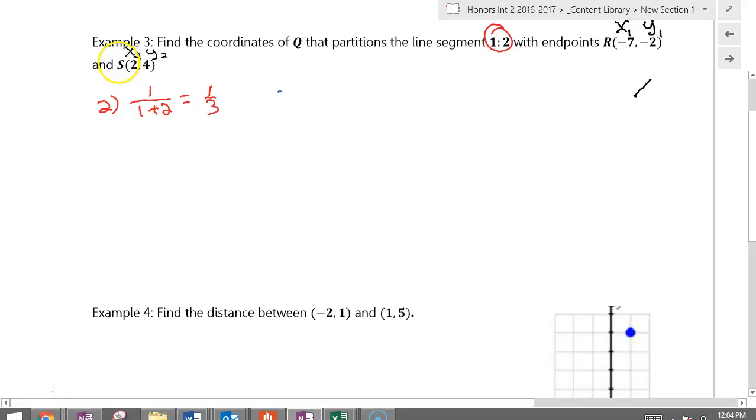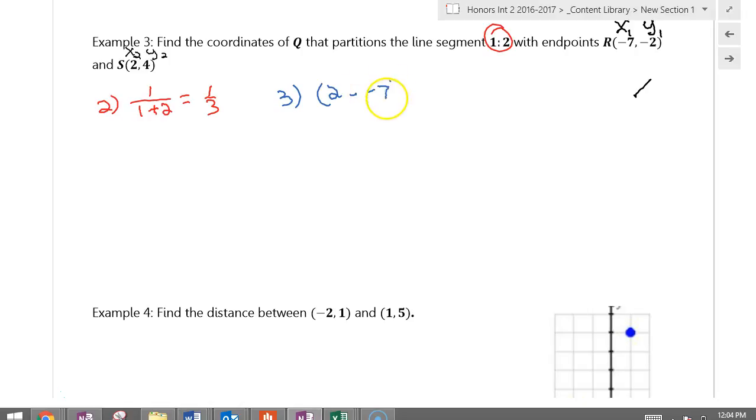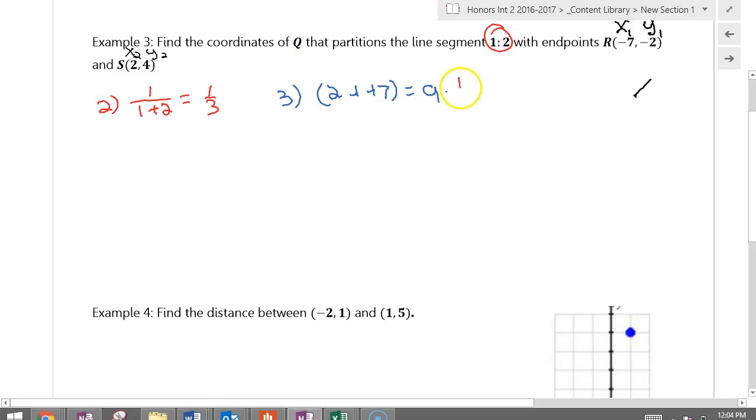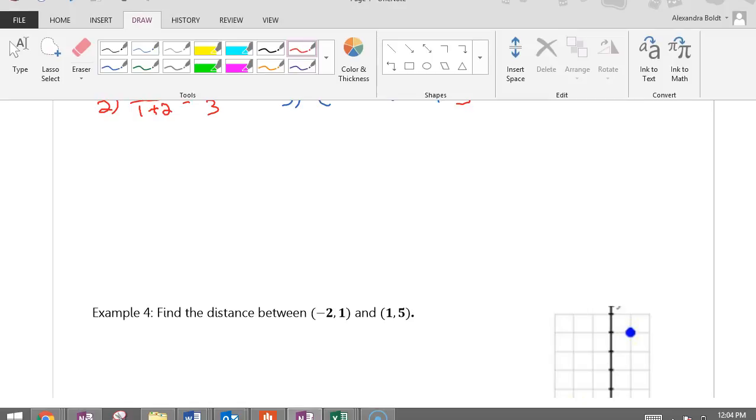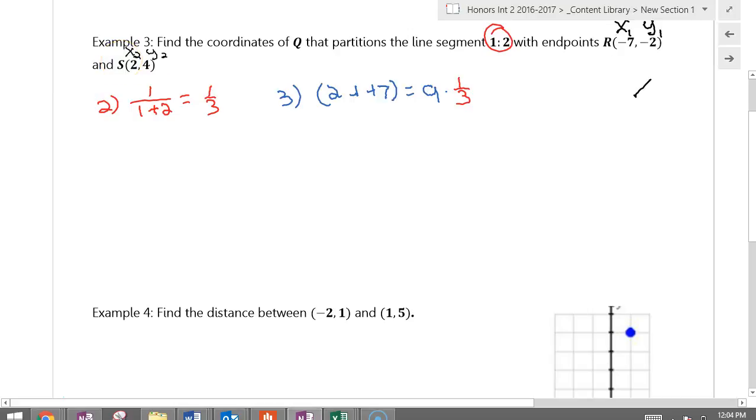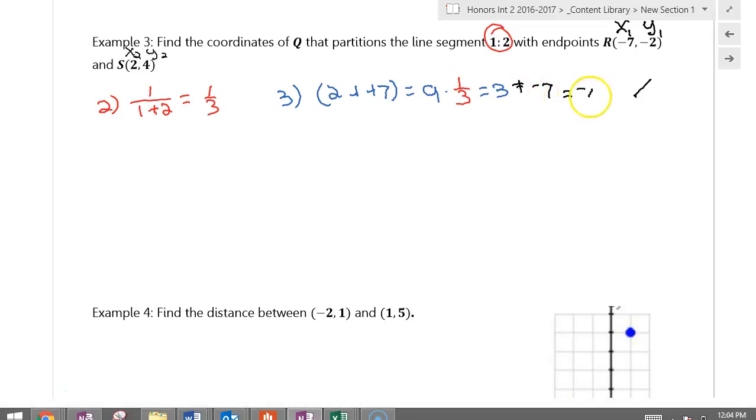Then my third step, starting with my x's, x2 minus x1. Always start with the second one. So 2 minus -7 equals 9. I'm going to multiply that by 1/3. 9 times 1/3 is simply 3. And I'm going to add that to x1. x1 is -7. So is -7. 3 plus -7 is -4.